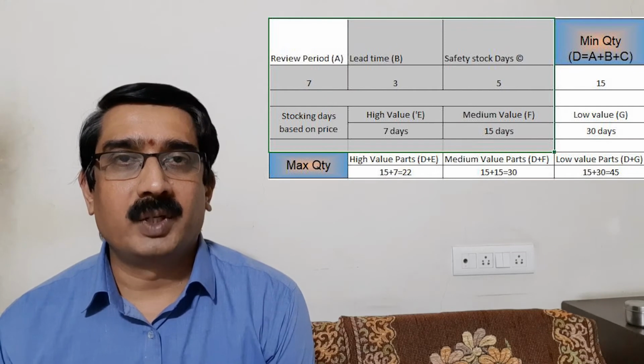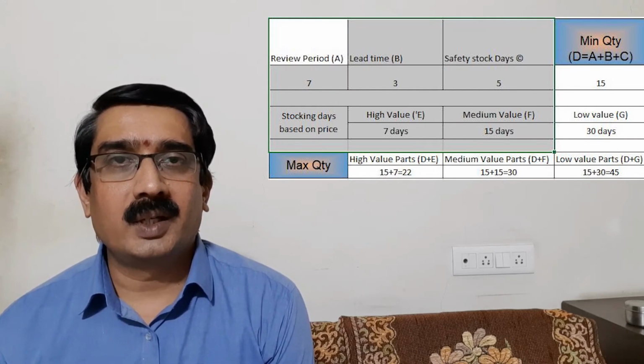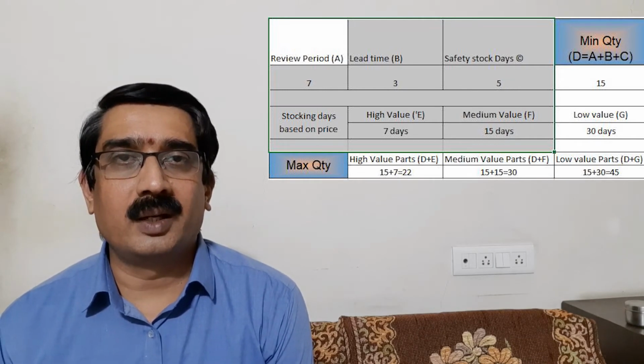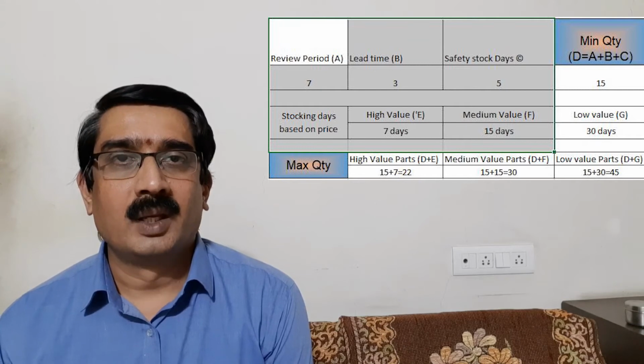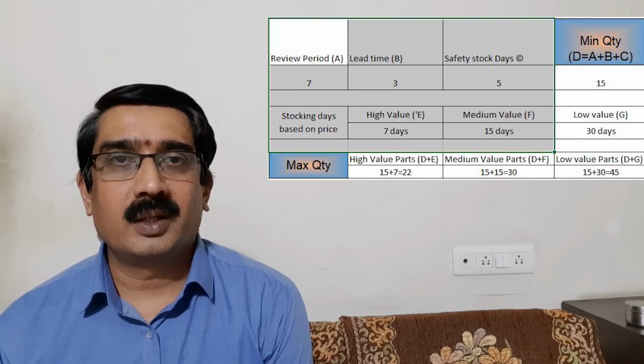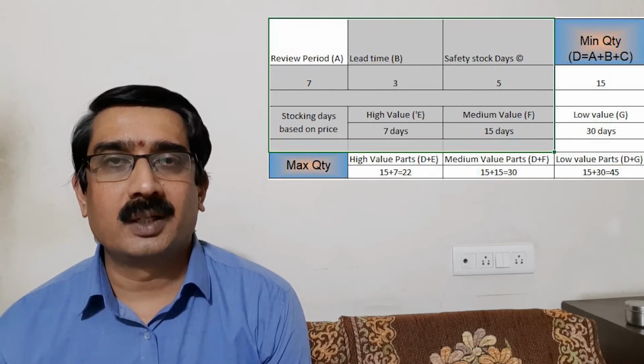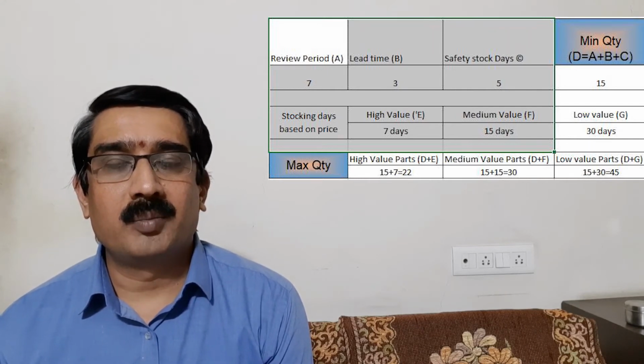With this, let us now calculate the minimum and maximum quantities for a part number. We need certain parameters. Let us see them one by one. First is the review period. What is a review period? It is the interval between 2 reviews. If I am analyzing parts today, considering today as Monday, and my next review will be next Monday, 7 days later, then I will review the parts on next Monday and place an order.